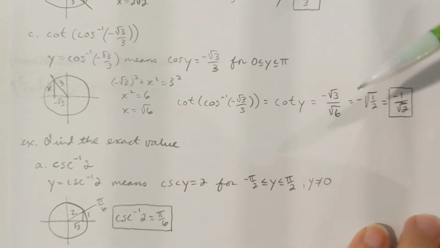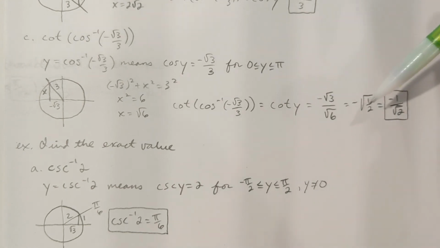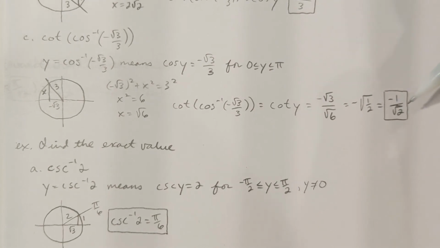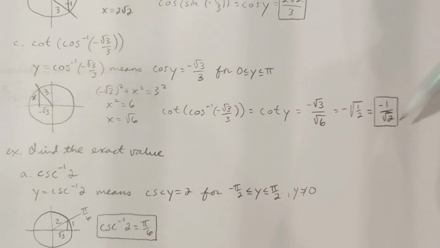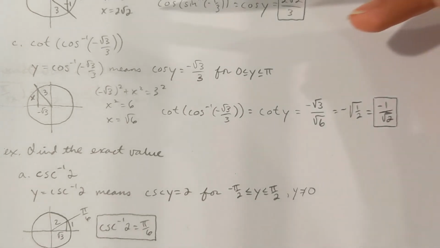If you combine these into a single radical, negative, the square root of 3 over 6 is 1/2, right? And then the square root of 1 is 1. So negative 1 over root 2, that would be my answer if I don't rationalize the denominator there. Okay, and that would be the exact value of this expression.